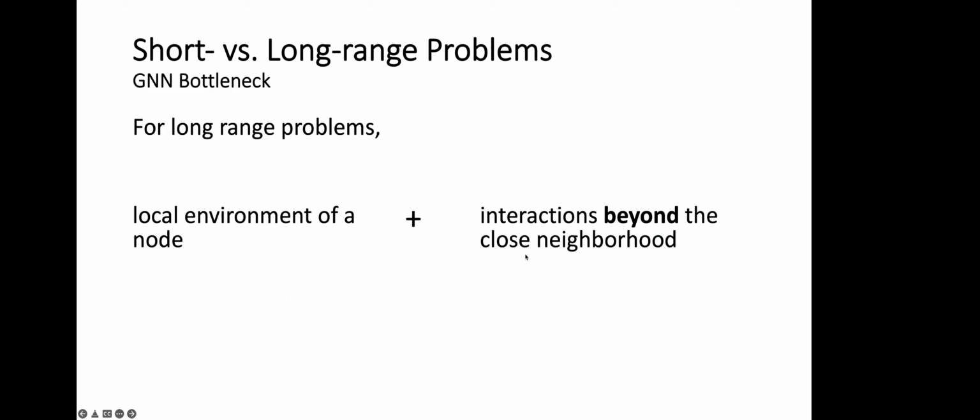Let's compare the short-range and long-range problems. A short-range problem is a problem that only needs to consider its local neighborhood. But for long-range problems, a correct prediction requires considering the local environment of a node and interactions beyond the close neighborhood. So this paper will then explore problems in the long-range setting. Next, let's look at the evaluation part.